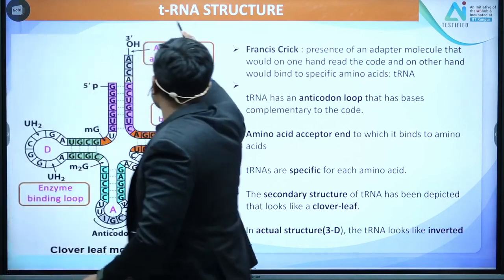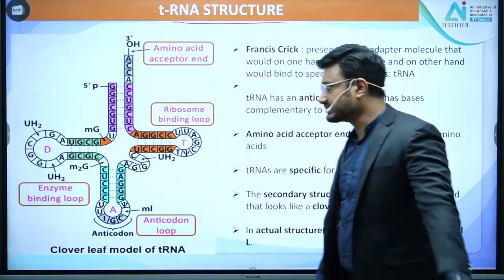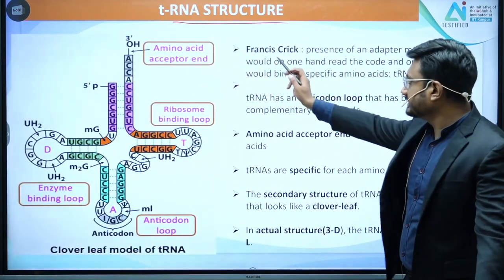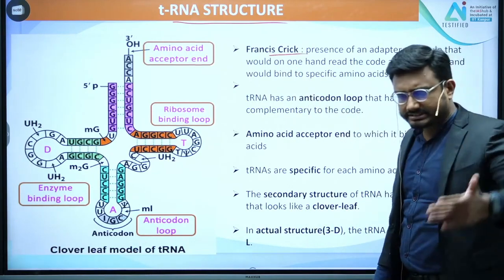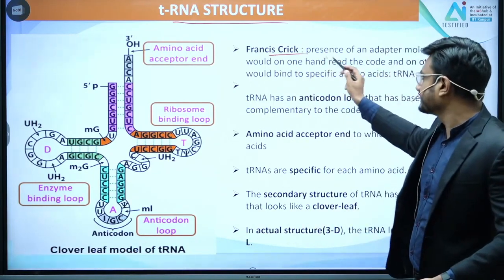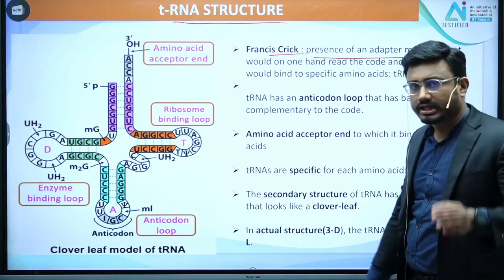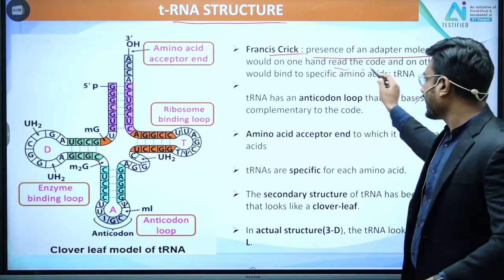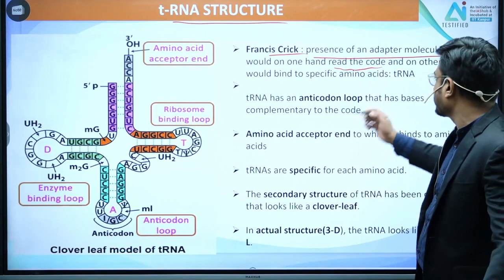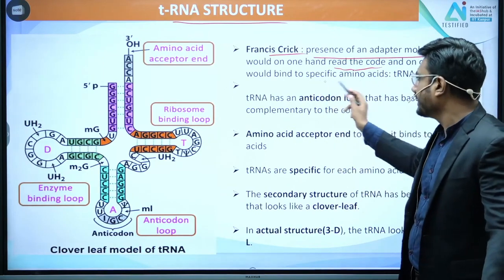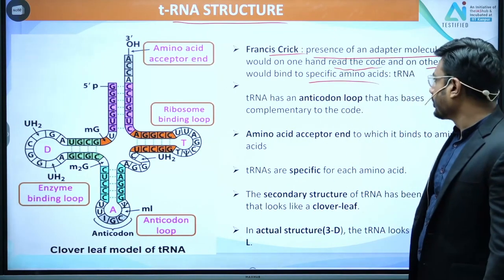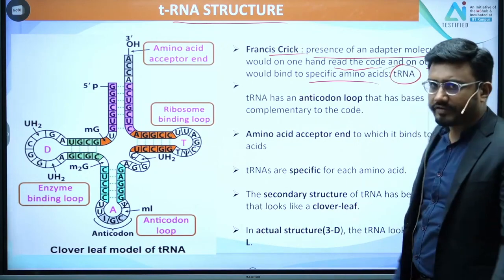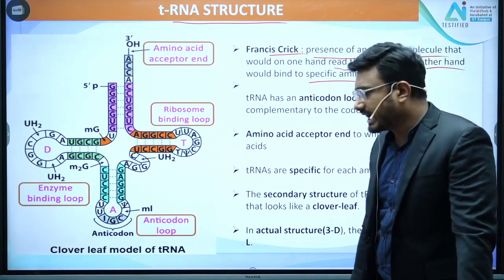So tRNA structure is a very important concept. Francis Crick proposed the presence of an adapter molecule that is able to read the genetic code and also has the ability to bind to specific amino acids. This type of RNA was known as the tRNA.